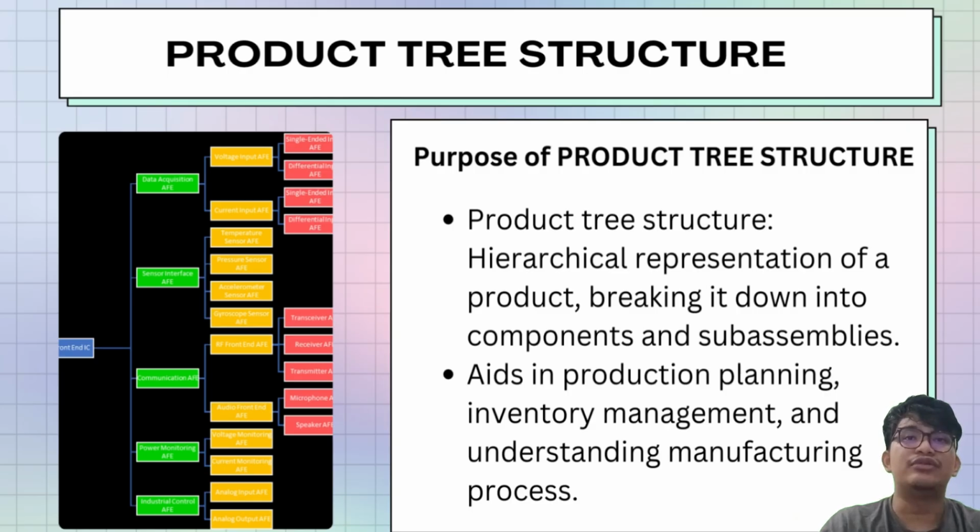Product tree structure. A product tree structure is a hierarchical representation of a product, breaking it down into components and sub-assemblies, and it aids in production planning, inventory management, and understanding the manufacturing process.